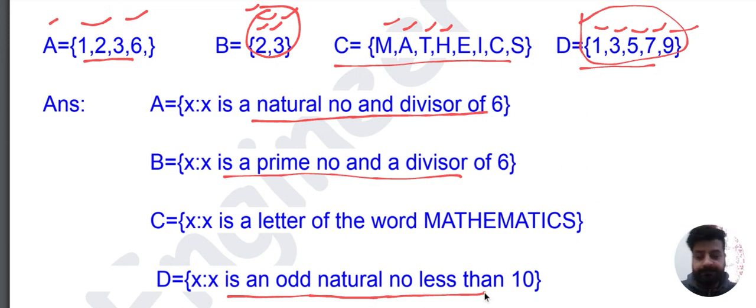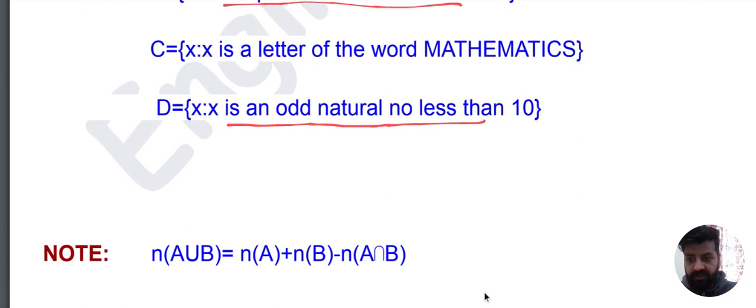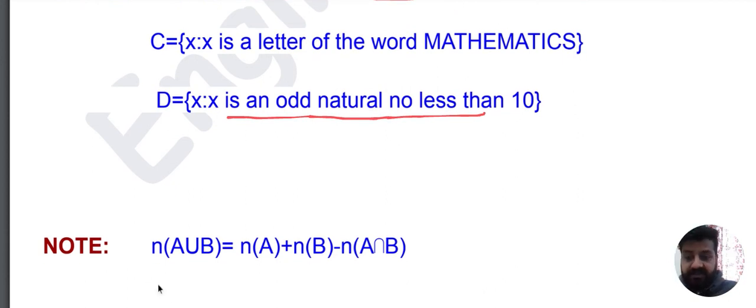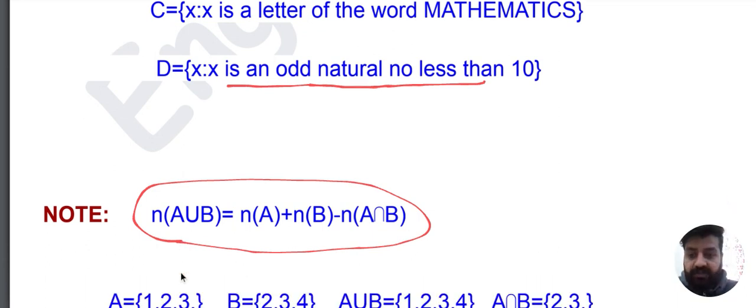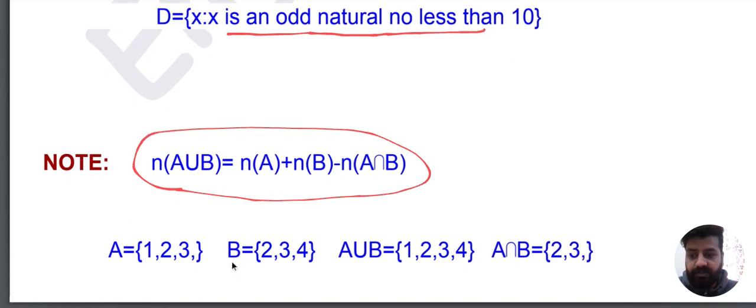Now we come to the second question. My dear friend, this is a very important formula. You will face this problem in probability also. Now I will help you understand this formula with an example. Suppose there is a set A in roster form containing 3 elements: 1, 2 and 3. There is another set B, which also contains 3 elements: 2, 3 and 4.